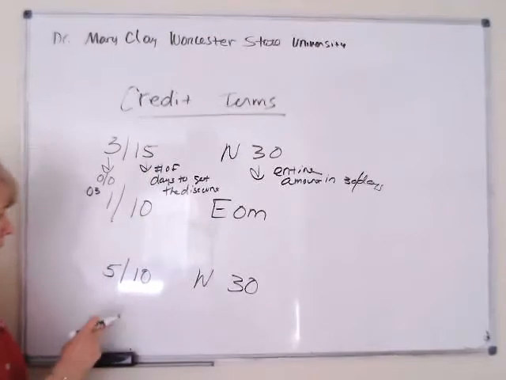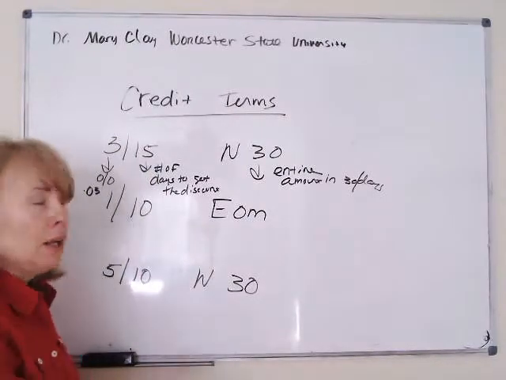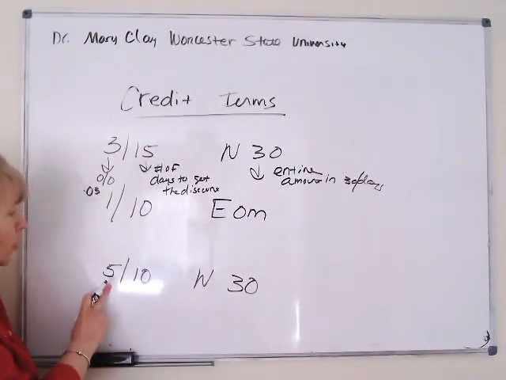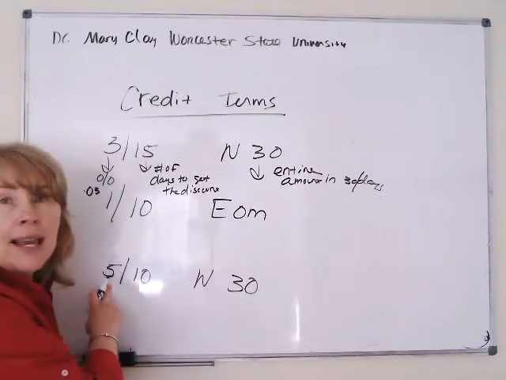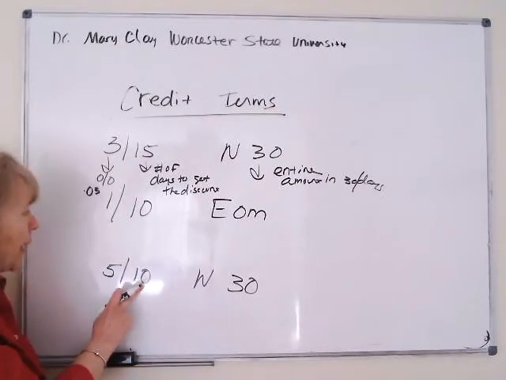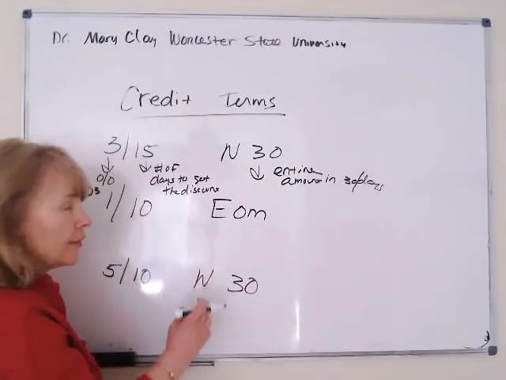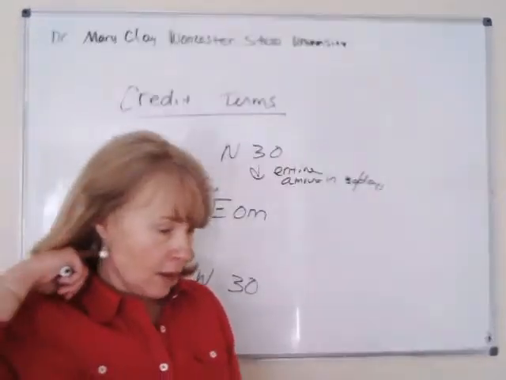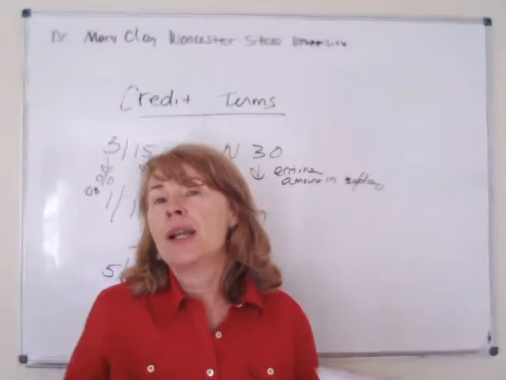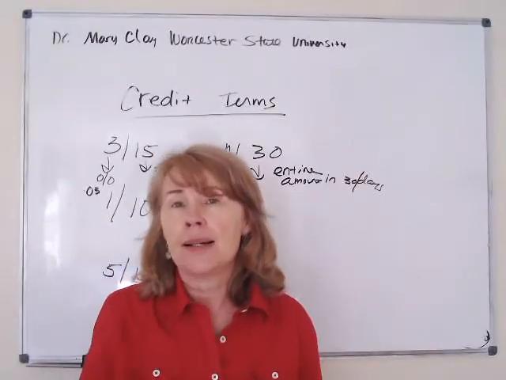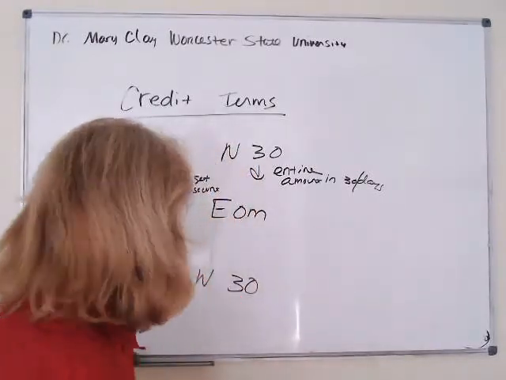Here's another one, 5, 10, and 30. The 5 is the percent, so that would be 5% as a decimal, 0.05. Pay in 10 days or less, or the entire amount in 30 days. I wanted to bring that in before we started practicing this problem. So I'm going to erase now.